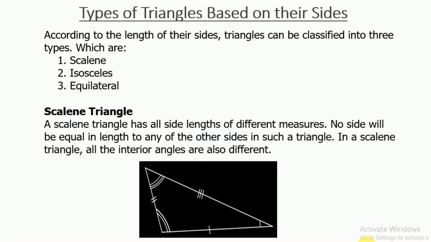Let us now look at types of triangles based on their sides. According to the length of their sides, triangles can be classified into 3 types, which are scalene, isosceles, equilateral. So let us now look at the scalene triangle. A scalene triangle has all the side lengths of different measures. No side will be equal in length to any of the other sides in such a triangle. In a scalene triangle, all the interior angles are also different.